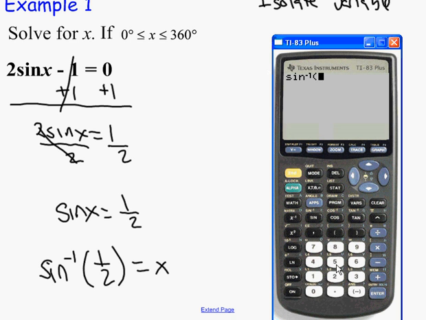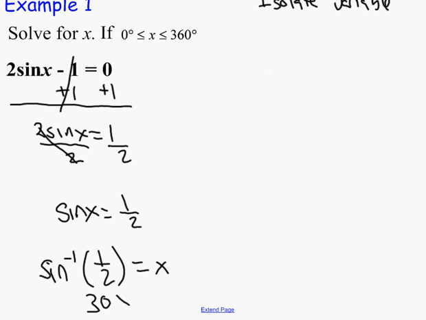So second sine, that gets us sine to the negative 1 of 1/2, which is going to be 30 degrees. So 30 degrees is equal to x.